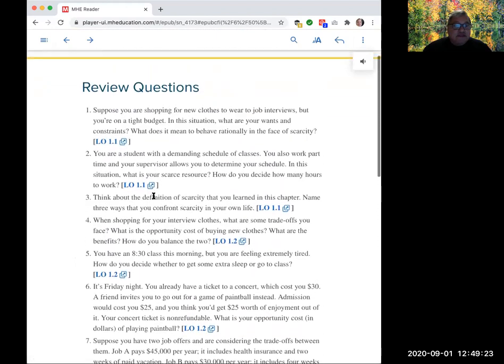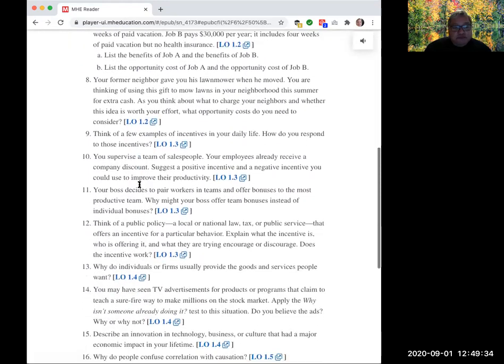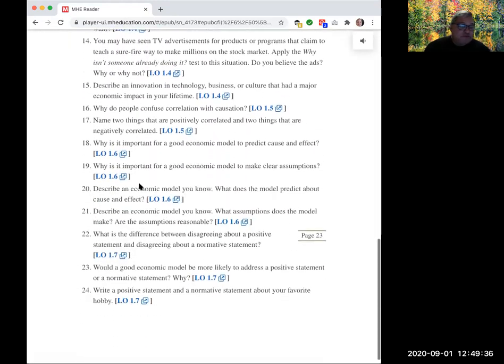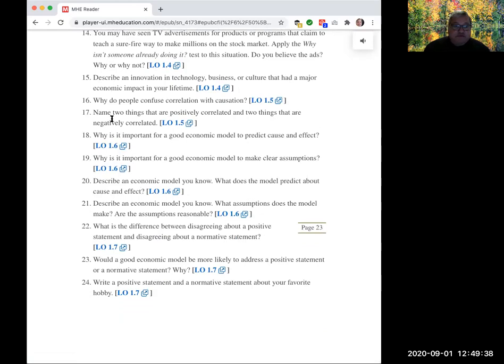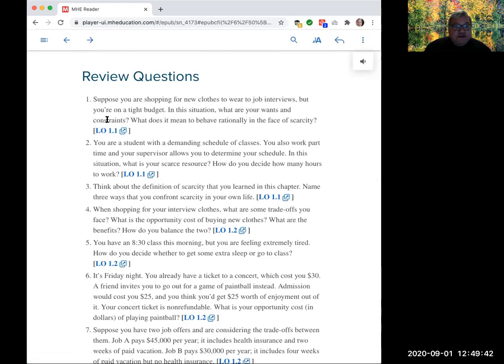Many times, one good strategy would be to chat with other members of your class, of your College Connect class, and divvy up. Let's say that you have a group of 5 people. So divvy up and do 5 questions each. And notice how every question comes with a learning objective assigned to it.